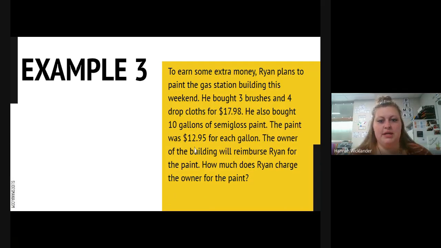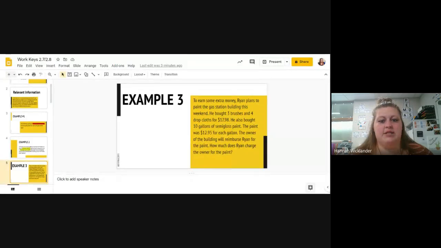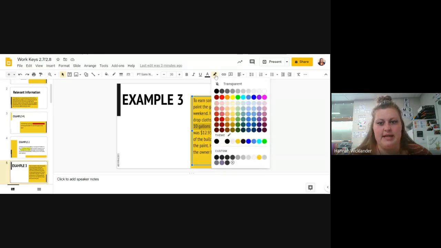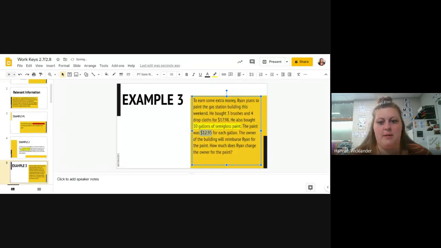So those are the two things I need to highlight because that's all I care about is paint. I don't care about the drop cloths and brushes. They're trying to confuse you by putting that in there. So for this problem, all you need to do for the answer is to highlight the paint cost and the paint amount.